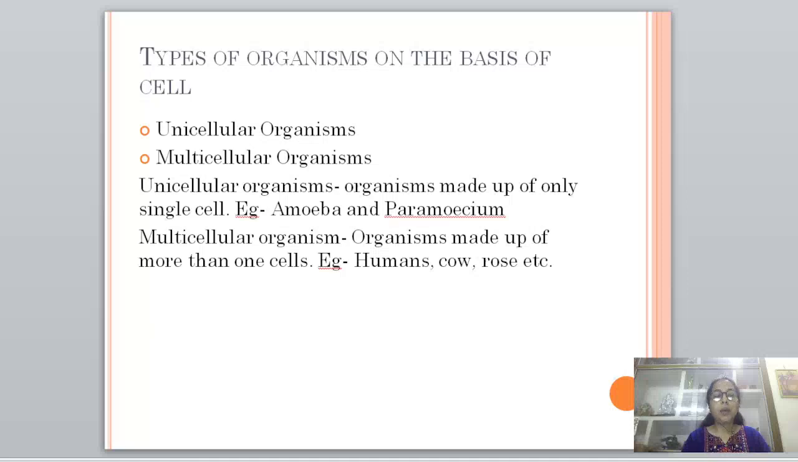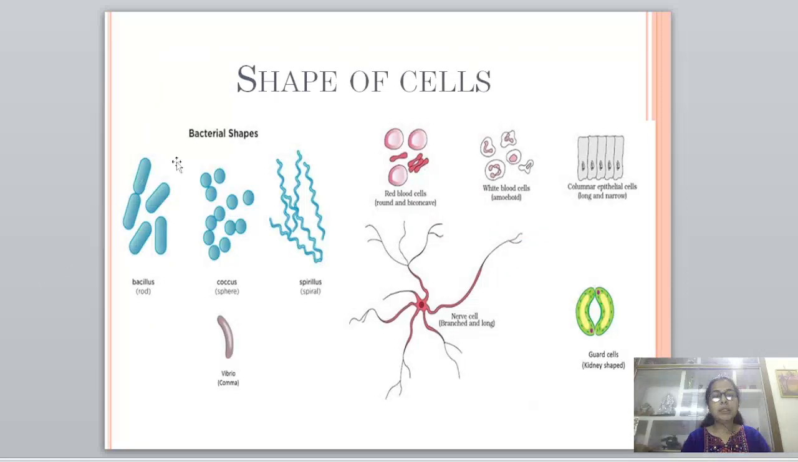Now, according to the shape of cells also, we have classified different kinds of cells. You can see here, these cells are rod shaped, which are called bacillus. This is spherical in shape, and this is called coccus. And this is spiral in shape, which is called spirillum. You can see this is comma shaped, which is called vibrio.